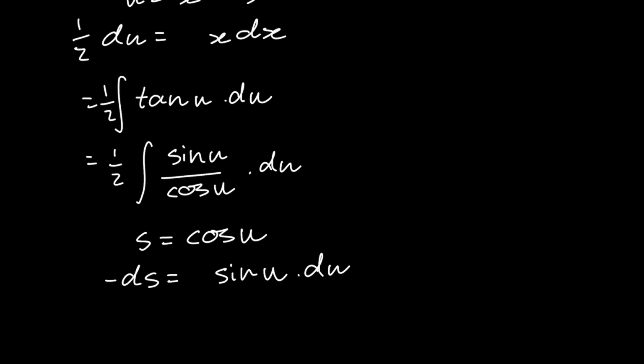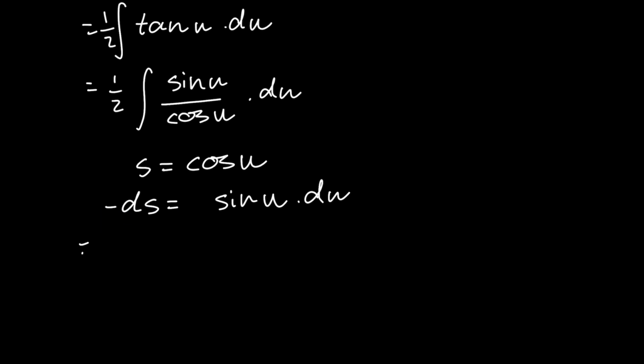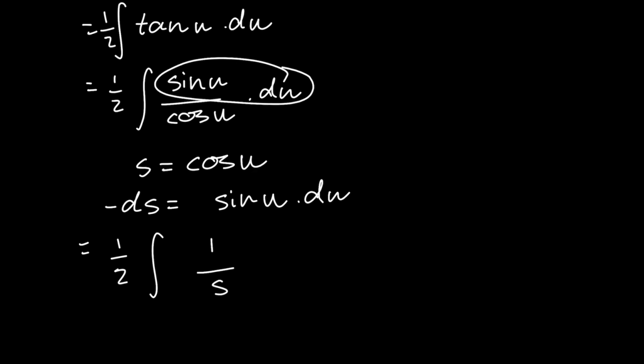All right, so now if we express the integral in terms of s, we have 1 over 2 into the integral of, now for cosine of u, we're substituting in s, so we're going to have 1 over s, and then for sine of u du, we're substituting in negative ds. Okay, now I can take that negative out.